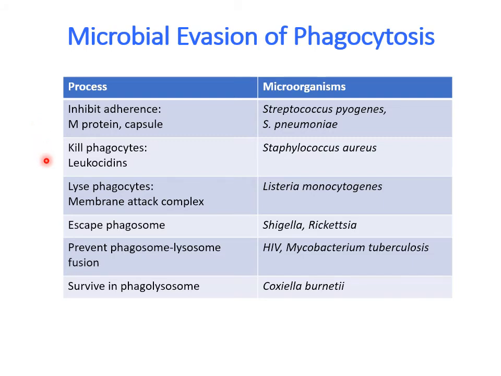Staphylococcus aureus can kill phagocytes by leukocidins. Listeria monocytogenes lyses phagocytes via the membrane attack complex. Shigella and Rickettsia are able to escape the phagosome. HIV and Mycobacterium tuberculosis are able to prevent phagosome-lysosome fusion. Coxiella burnetii is able to survive in the phagolysosome despite the action of digestive enzymes.